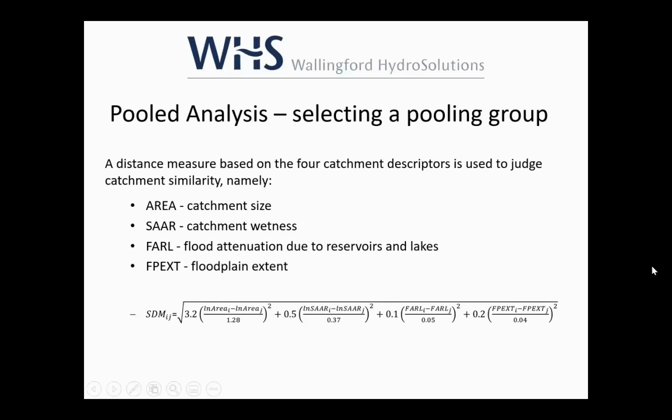So as you can see from that equation, area is given the largest weighting, a value of 3.2 there. It decreases as you go through the equation. So area and SAAR are going to have the largest impact on hydrological similarity. So your pooling group will tend to be made up of catchments that have similar areas and wetness to your subject site, with FARL and FPEXT having less influence.